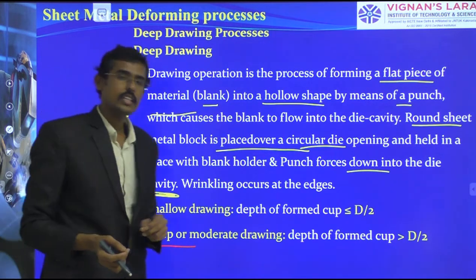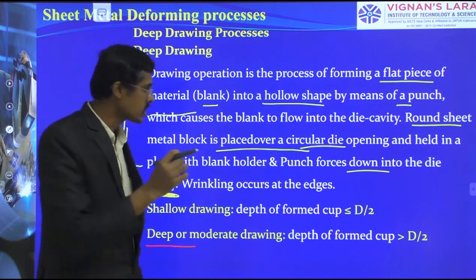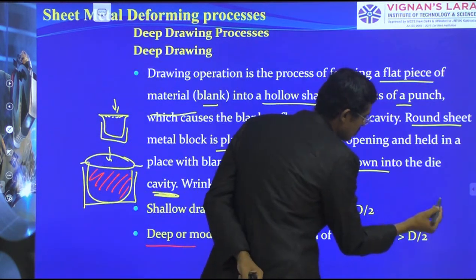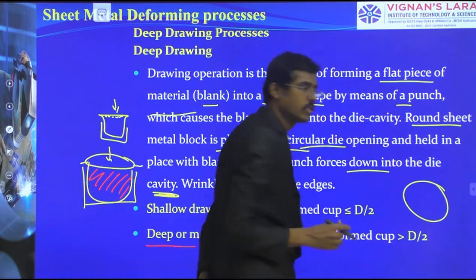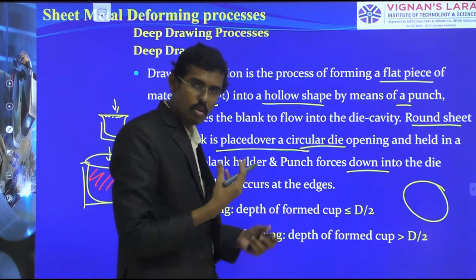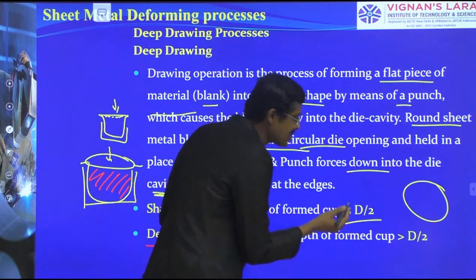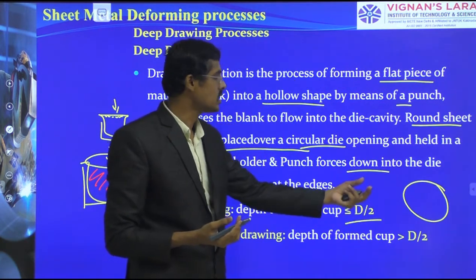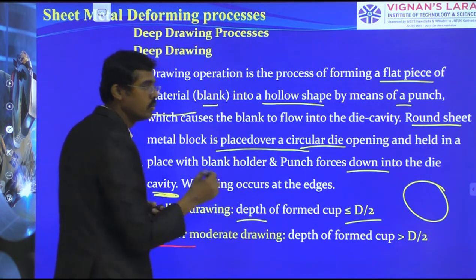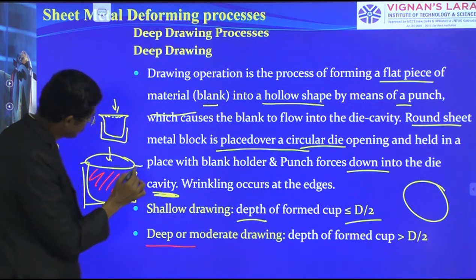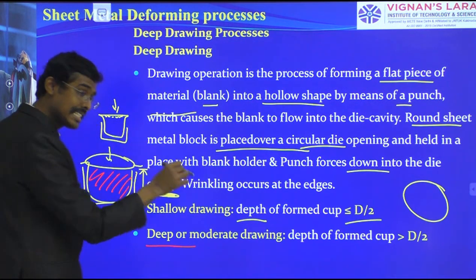I am classifying these deep drawing operations. Let us consider we have taken a circular object which is to be deep drawn. This is the diameter D. In case the depth is less than D by 2, then I am considering this a shallow drawing process. What is depth? Here is the depth. So this depth is to be less than D by 2.